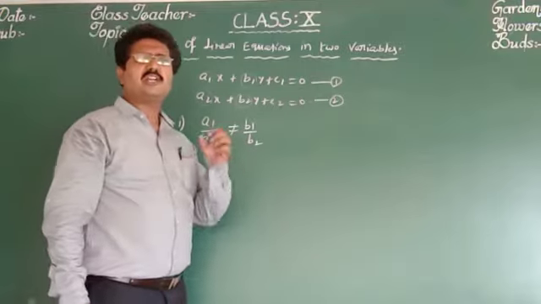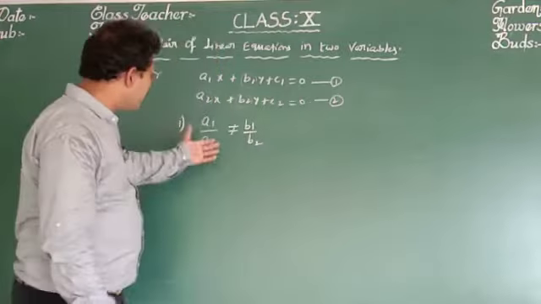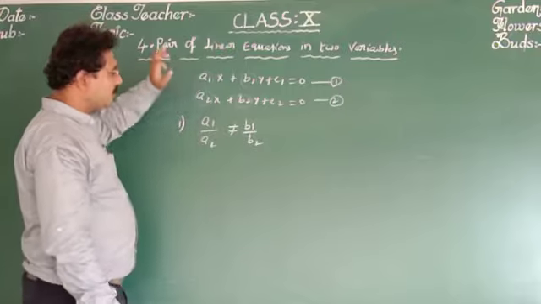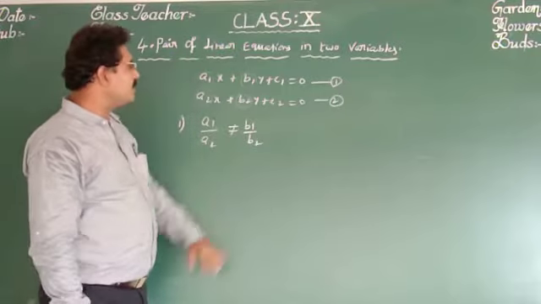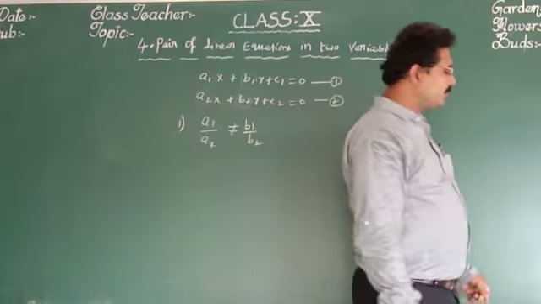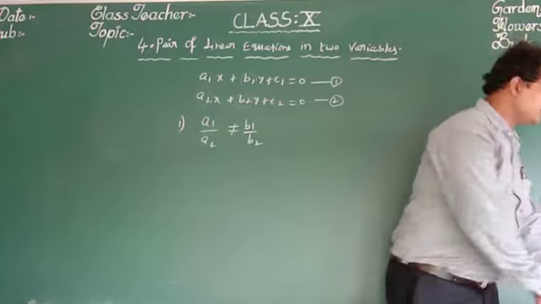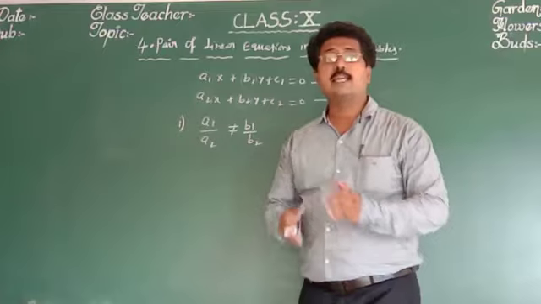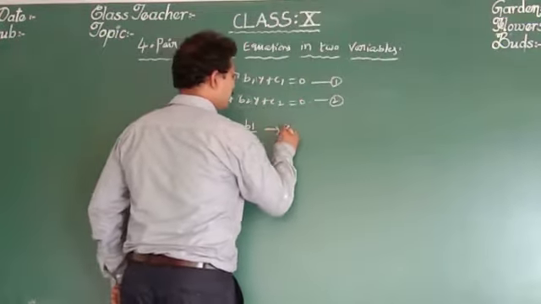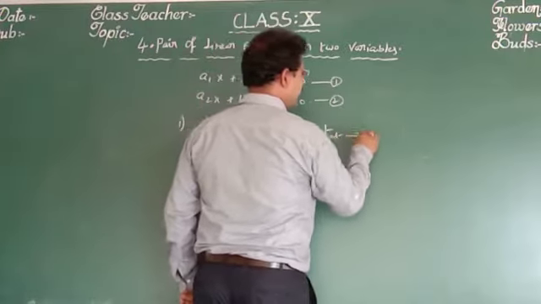So what is the condition? Children, you better write these conditions, write them 10 times. These conditions are very important. What is the first condition? Let the equations be a1x plus b1y plus c1 is equal to 0 and a2x plus b2y plus c2 is equal to 0. So the first condition: a1 by a2 is not equal to b1 by b2. That means those two equations are intersecting lines, and they are consistent equations. First of all, write that they are consistent equations and intersecting lines.